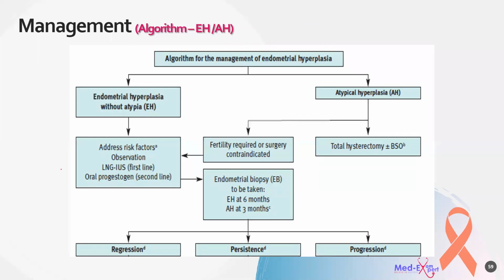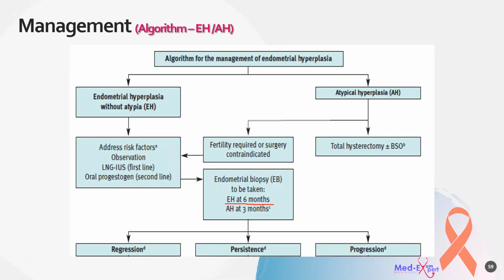Okay. So to summarize, for cases of endometrial hyperplasia without atypia, first we have to address the risk factors. We could offer the woman observation alone or progestogen therapy. The first line will be levonorgestrel IUS, or oral progestogen as the second line. Also, we are going to follow her with endometrial biopsies every 6 months.